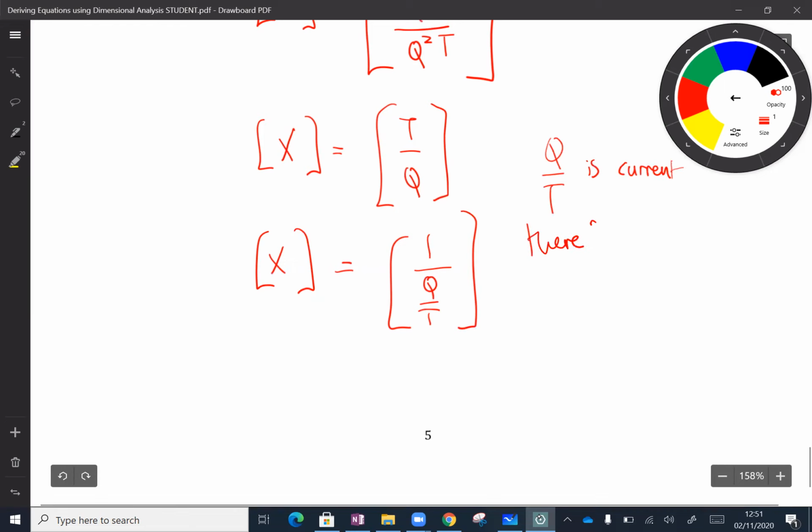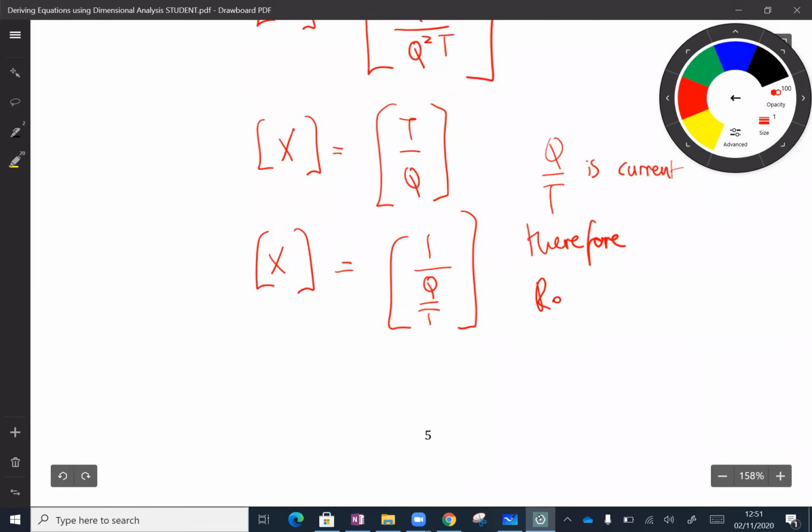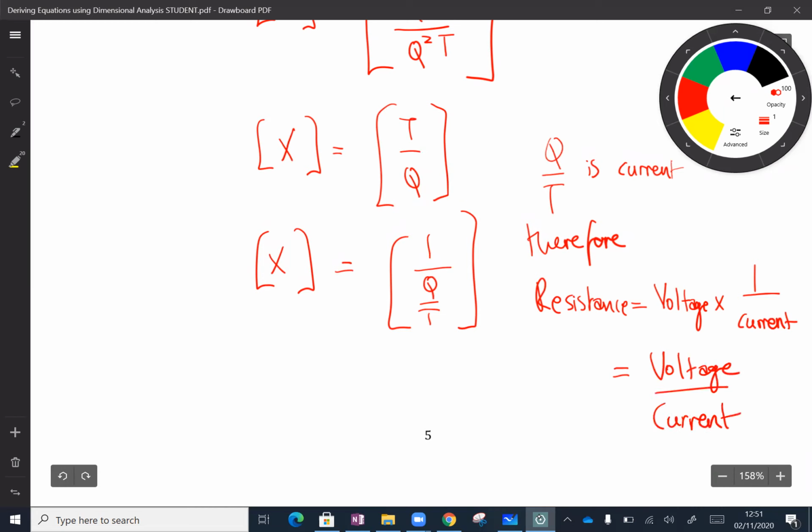Therefore, our original equation, resistance equals voltage times 1 over current, you just write as voltage divided by current, which you can look up, and that is a correct equation that's already out there. But we have derived it using dimensional analysis.